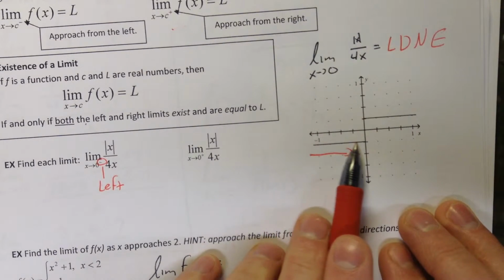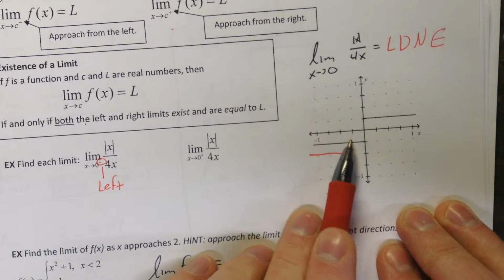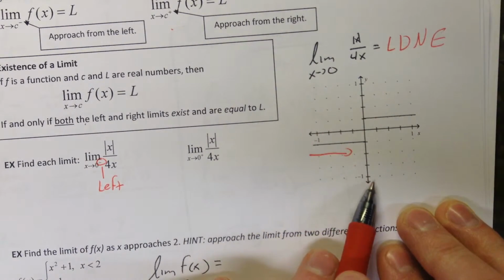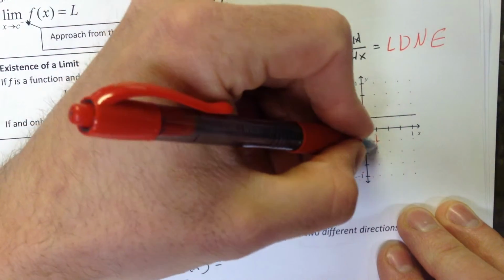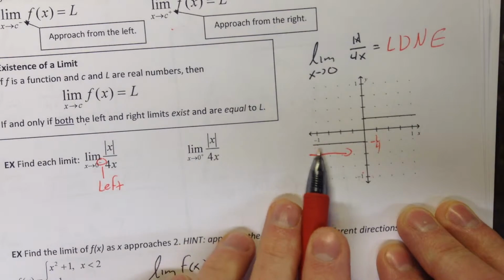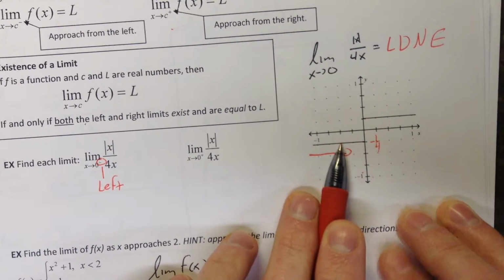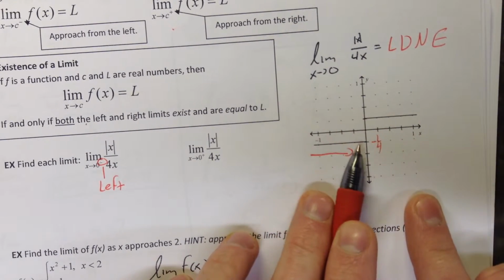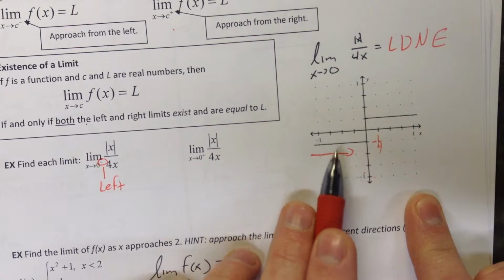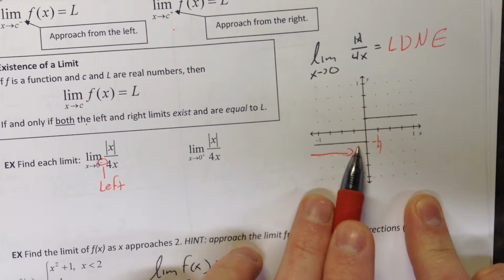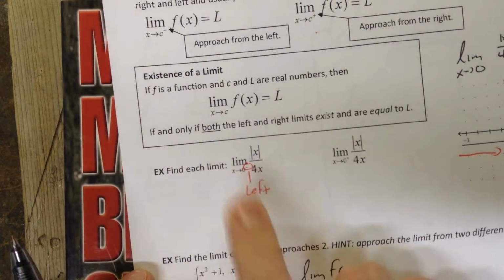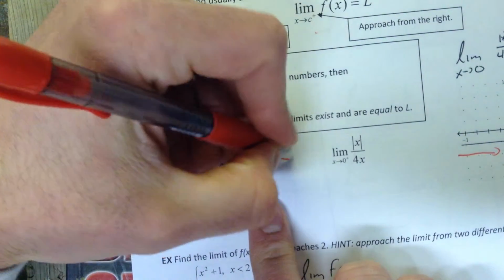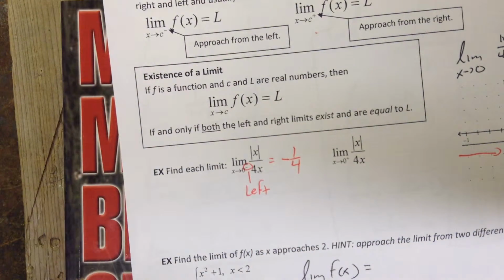Right here, we've got this line that is just cruising along, and specifically it's cruising along at, surprise, surprise, -1/4 right there. As we move from the left, closer and closer to an x value of 0, it's -1/4, -1/4, -1/4. It's not really changing. It's always -1/4. So that means that the limit from the left is actually -1/4. There is an answer this time.